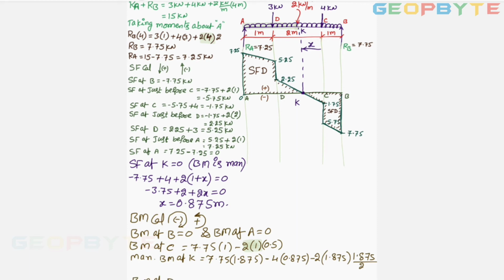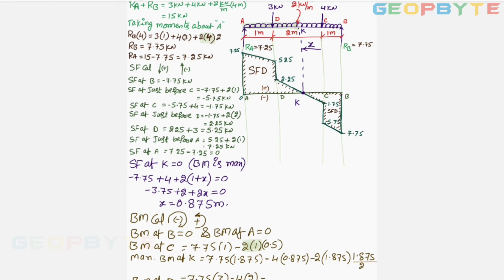Then BM at D. Look at the BM at D. At D, the moment due to RB is positive because it is anti-clockwise. 7.75 into distance up to D, 3, minus UDL effect, 4 into up to distance 2, minus 7.75 into 3 is the moment due to RB, minus 4 into 2 be the moment due to point load 4 kilonewtons.